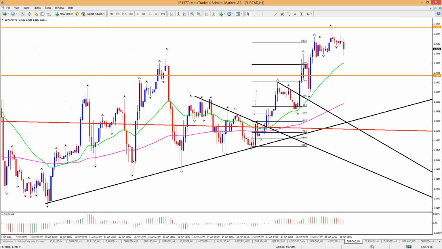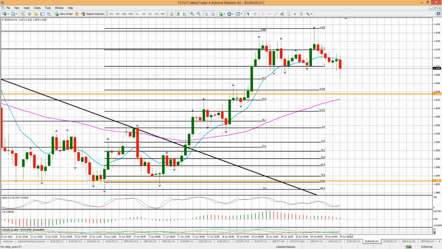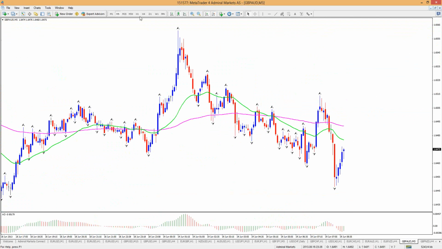Euro CAD moving down indeed. Topping a bit out, same like the Euro odd. Those are all counter trend moves though. Not interested in that. Euro New Zealand too. Pound odd.